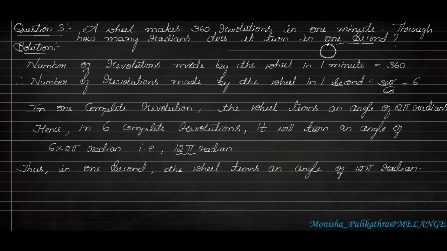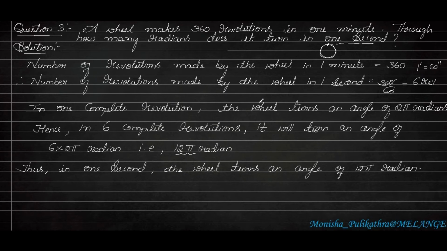Here the number of revolutions made by the wheel in 1 minute is 360. If in 1 minute it is 360, then for 1 second it is 360 divided by 60, because 1 minute is equal to 60 seconds. So for 1 second, 360 by 60 is 6 revolutions. So 6 revolutions for only 1 second.